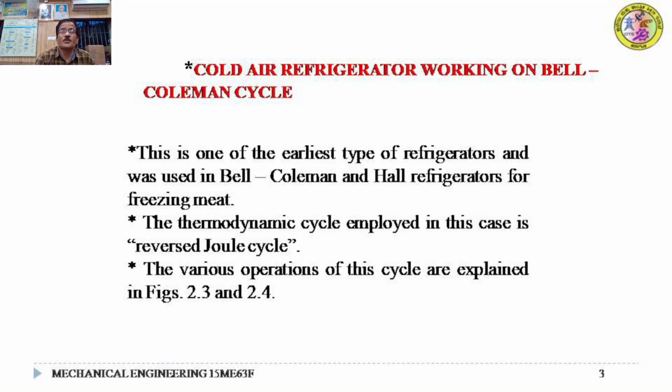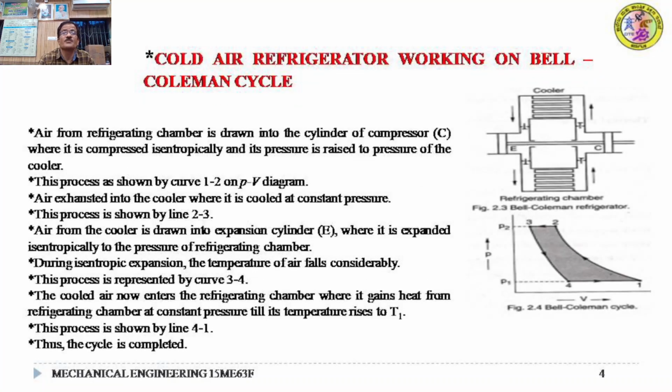The thermodynamic cycle employed in this case is a reversed Joule cycle. In heat engines we have discussed the Joule cycle, and here it works in a reversed fashion. Various operations of this cycle are explained in figures 2.3 and 2.4. So you can see the PV diagram as well as the working and construction of a Bell Coleman refrigerator.